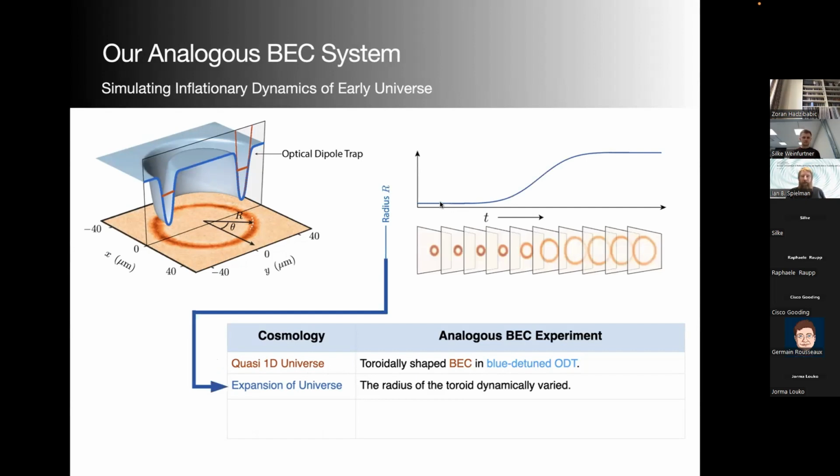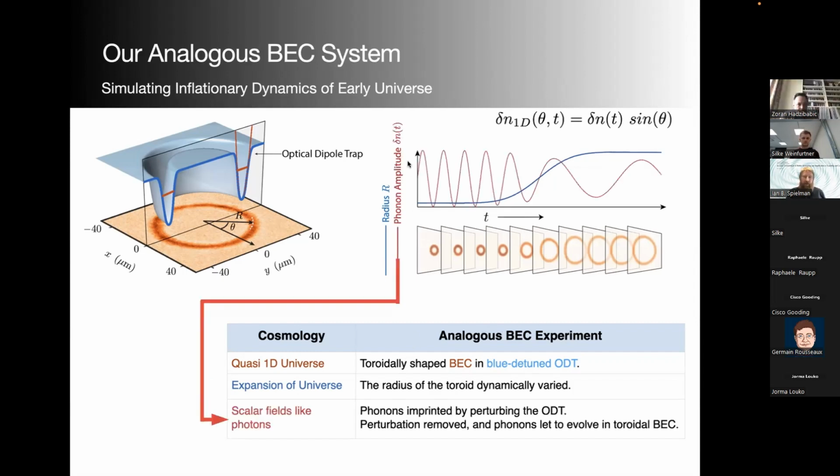We then ramp the radius of this following an error function curve as a function of time. And then we're going to see what the fields inside this ring do as a function of time. So the idea is that the scalar fields like phonons are analogous to other scalar fields that might be living on space-time as the universe expands.